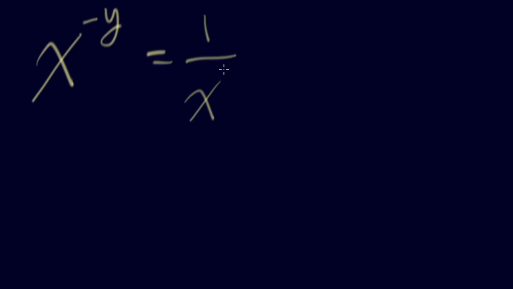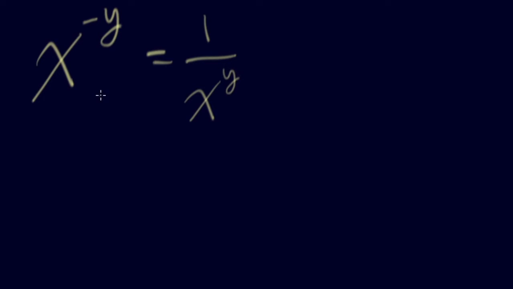There are 2 more laws we need to go. We're going to say x to the negative y. So we're talking about negative exponents right now. This is where we're going to say it's 1 over x to the positive y.